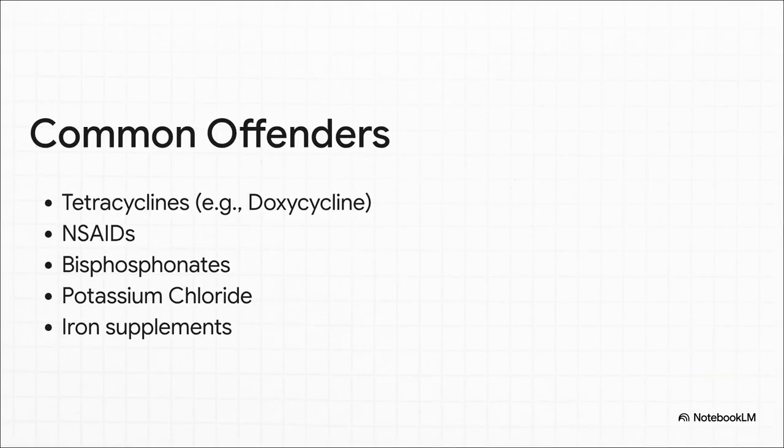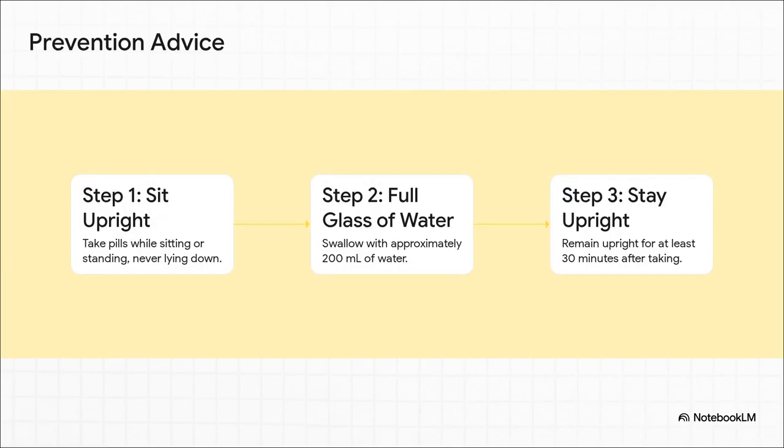And here's your most wanted list. Doxycycline is the classic bad guy here, along with things like NSAIDs and bisphosphonates. These pills are harsh. And if they get stuck and sit against the lining of the esophagus, they can cause a nasty chemical burn. The great news is this is so easy to prevent. This is the simple advice you give every patient, especially if they're taking one of those culprit medications. No dry swallowing a pill and then immediately lying down. Sit up, big glass of water, and stay upright for a bit. It makes a world of difference.